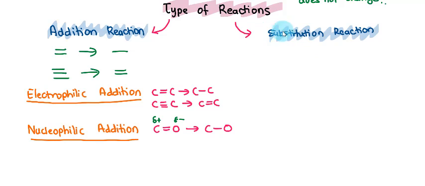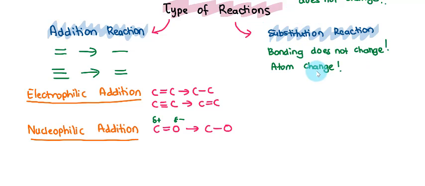And last but not least, we have the substitution reaction. To identify the substitution reaction, the bonding does not change, but the reactants will exchange parts, so that you can see in your reactant and your product there's some difference.